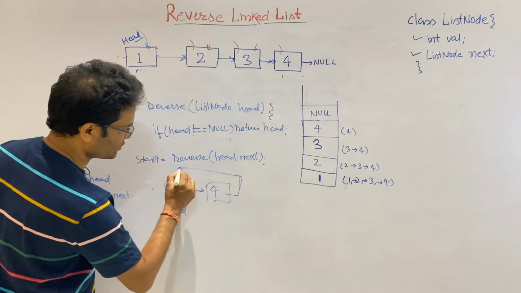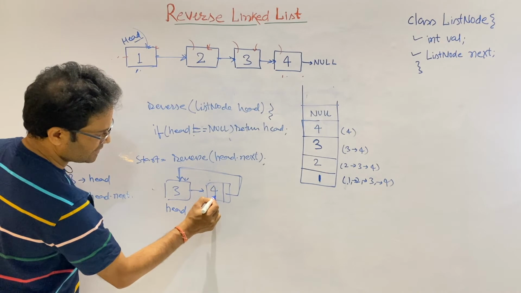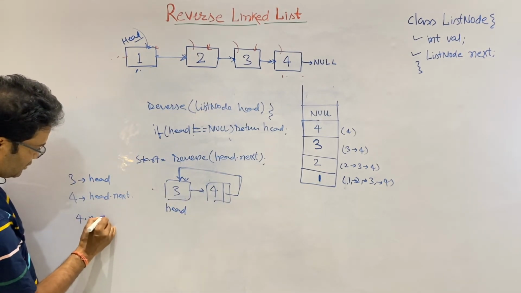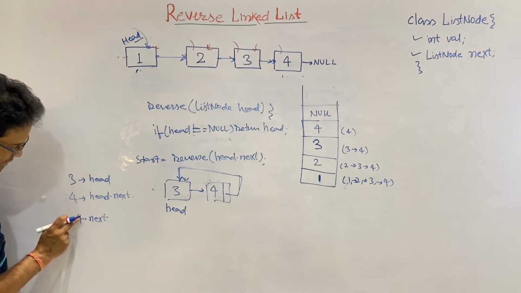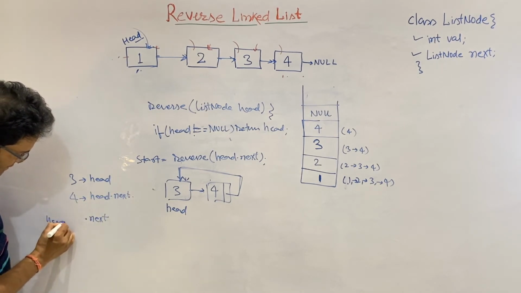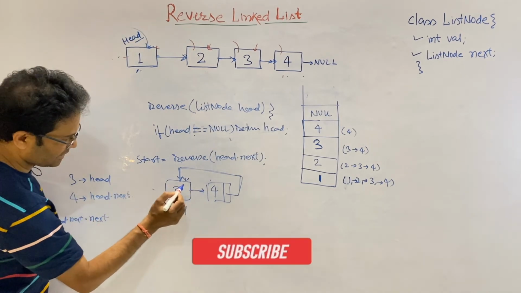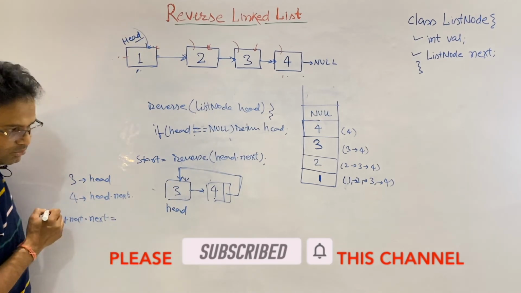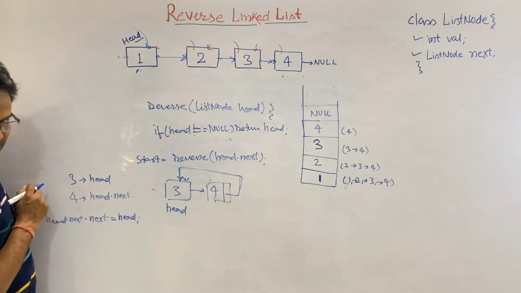What is this connection called? This connection is called 4 dot next, right? This is the 4 dot next. And this 4 is the head dot next. So instead of the 4, I can say head dot next. So this becomes head dot next dot next, and what do I want to connect here? I want to connect the same head, because head is the 3.